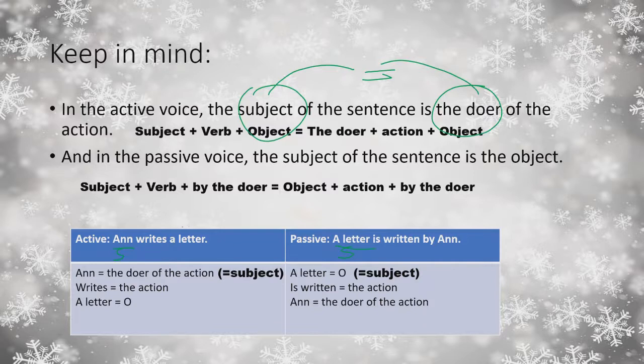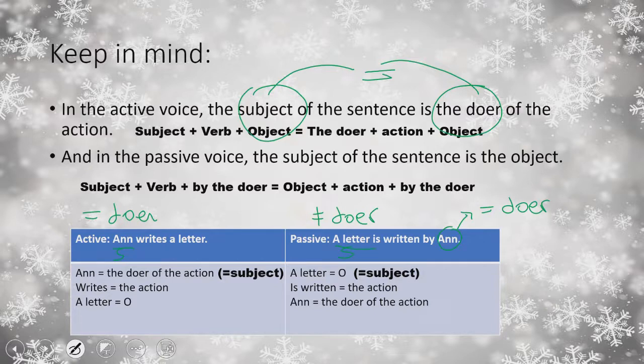Now, in the passive voice, we have a letter is written by Anne. Notice that a letter, which is the object in the active voice, becomes the subject, okay? Becomes the subject, and it is not the doer of the action. Is written is the action, and Anne is the doer of the action. We have object plus action plus by the doer. Here, we cannot say that a letter is the doer of the action. Okay? A letter is written by Anne. Anne is the doer of the action. But a letter, it is just a subject, but it is not the doer of the action.